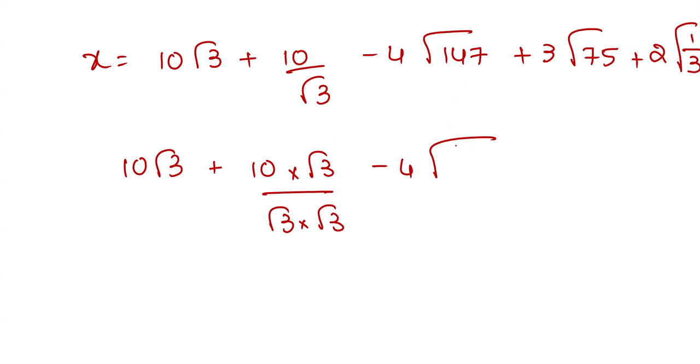Here 147 is 21 into 7, again 21 can be written as 3 into 7. See, everywhere root 3 will be left. I think that you can understand. Here square root 3, here root 3, somehow root 3 will be left here and there, right?